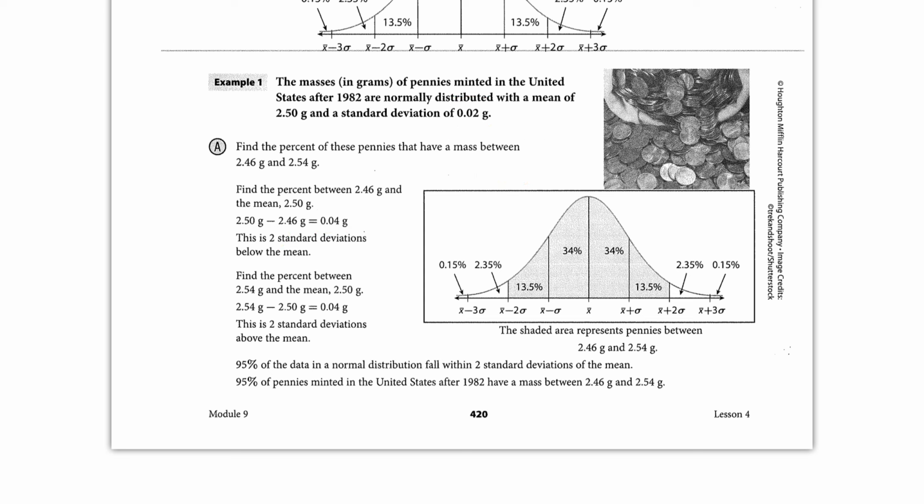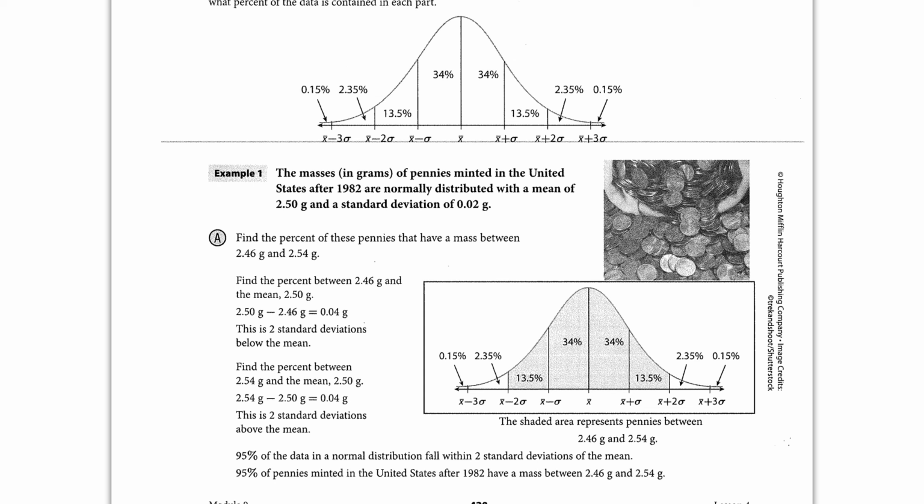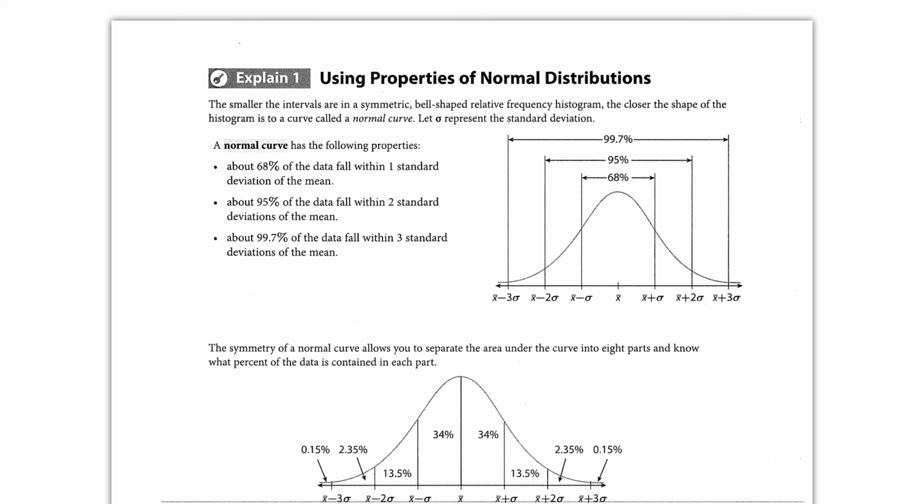So to find the percent between 2.54 and 2.5, which is the mean, we would do the same thing. We're going to subtract to find the difference, and we know that that is 2 standard deviations above the mean. So 2.46 is 2 below the mean, and 2.54 is 2 standard deviations above the mean. Well, we know from our discussion earlier that 95% of the data fall within 2 standard deviations of the mean.